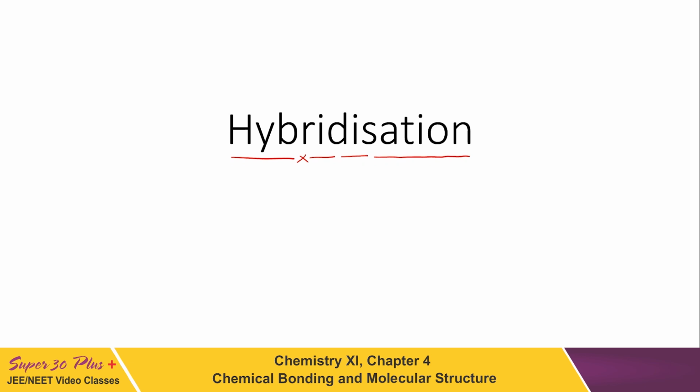In order to answer this question of how these covalent bonds are formed, we gave the concept of valence bond theory. Primarily in the valence bond theory, we gave the concept of overlapping, and we said that overlapping is the mixing of orbitals, and because of the overlapping there is a formation of covalent bond.